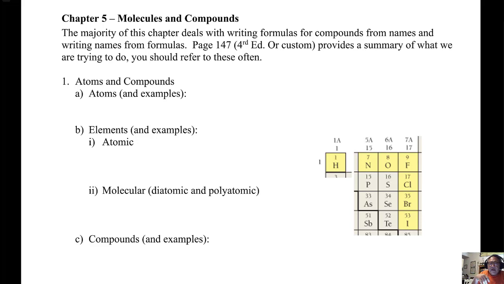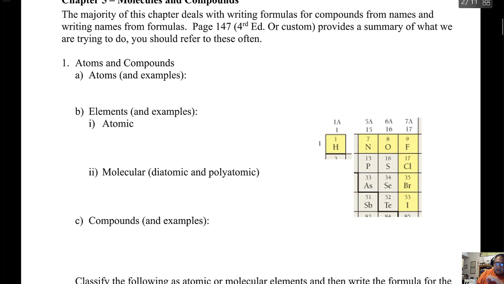So for the first part of this chapter I'd like to review a little bit. I know it's only been a few days, but we've covered so much material, so I always feel like it's useful going over it. We're going to be talking about molecules and compounds, and in that discussion we're going to be talking about how we name them and write their formulas from their names. That's the big objective for this chapter.